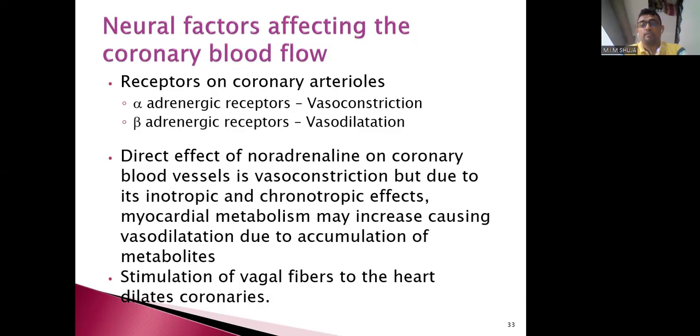But due to its inotropic and chronotropic effects, myocardial metabolism may increase, causing vasodilation due to accumulation of metabolites. What they say is the vasodilation that happens due to the metabolites is more than the vasoconstriction by the alpha adrenergic effect.